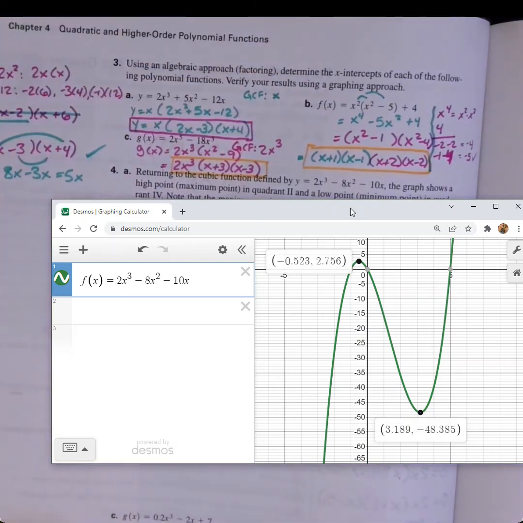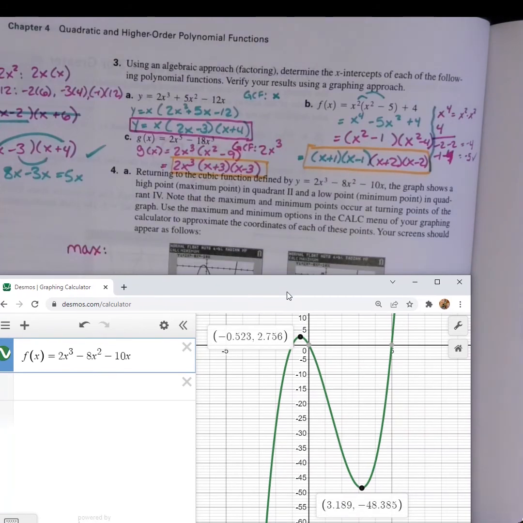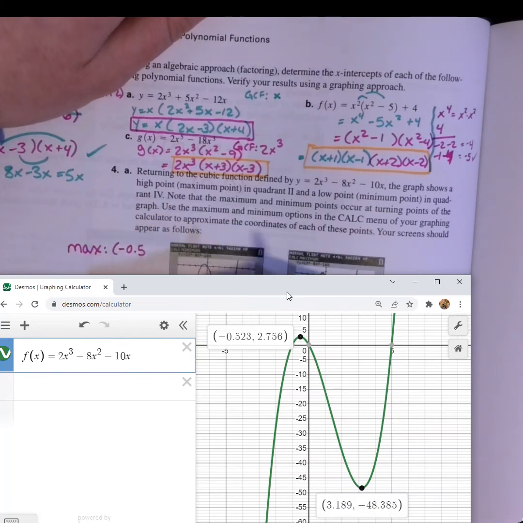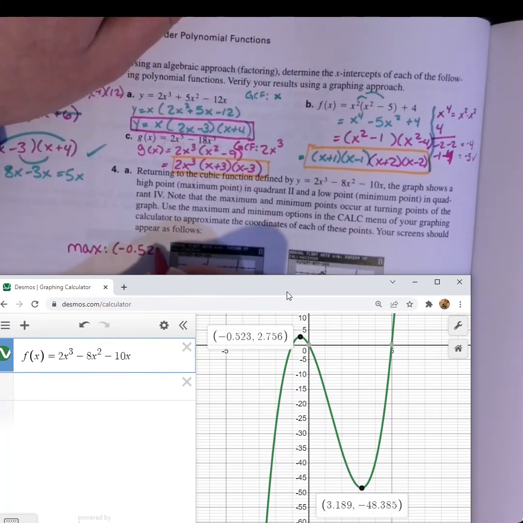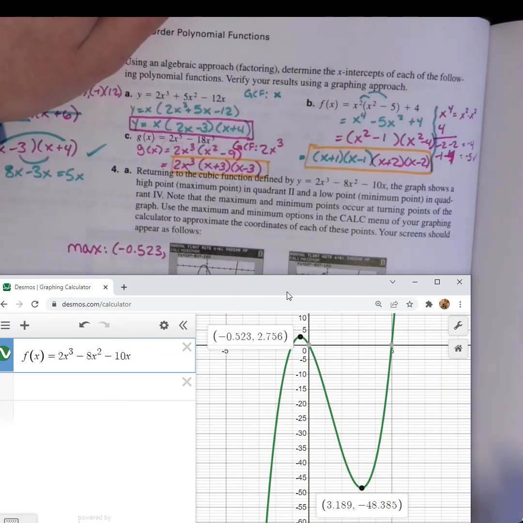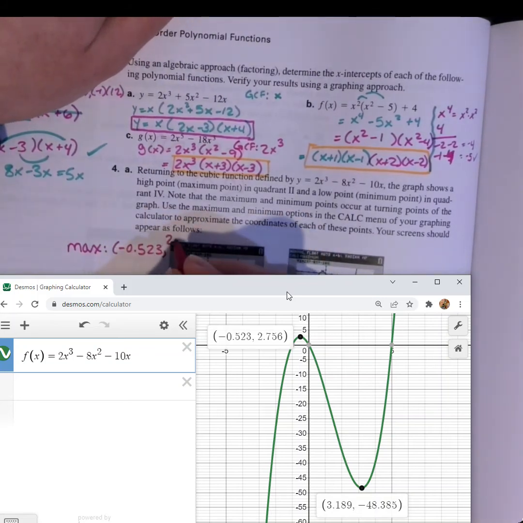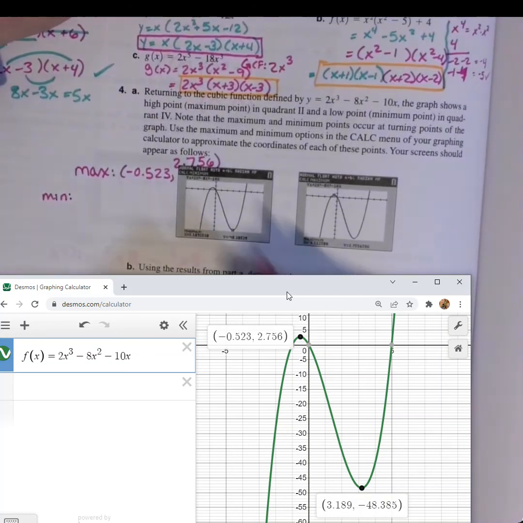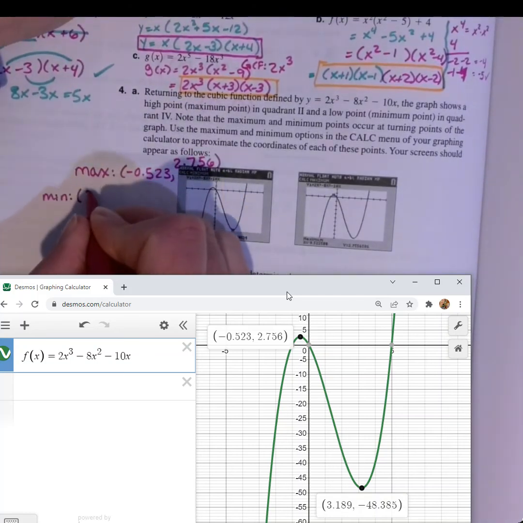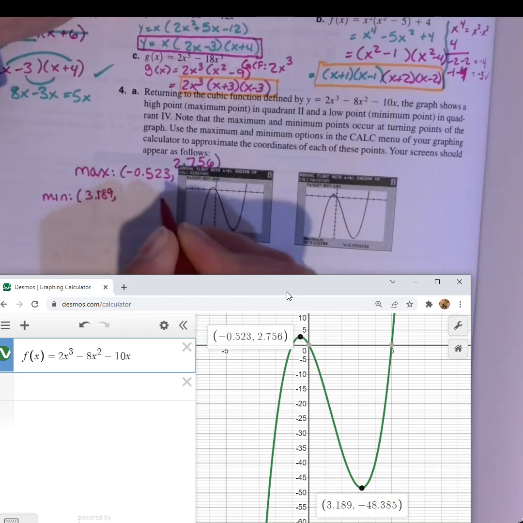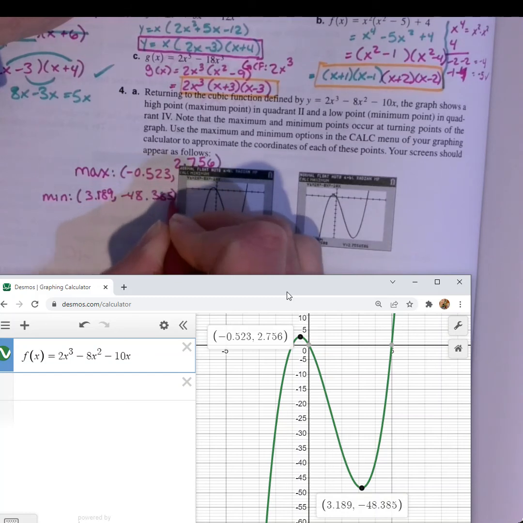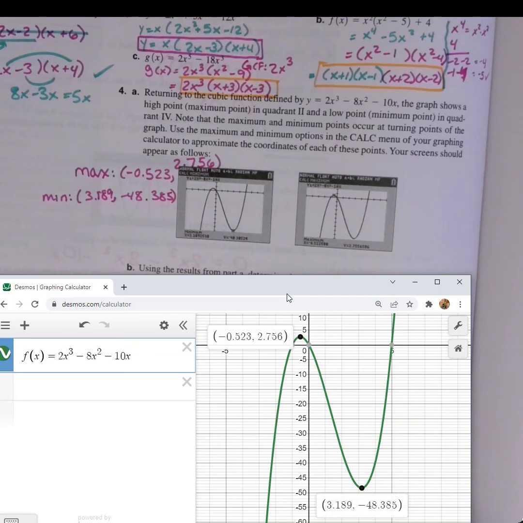Let me pull this down so you can see what I'm writing as well. It has a maximum point at negative 0.523, 2.756. Okay, and it has a minimum point at 3.189, negative 48.385.